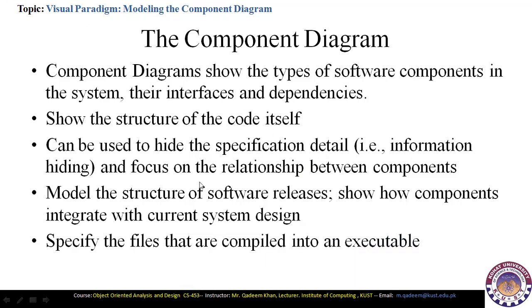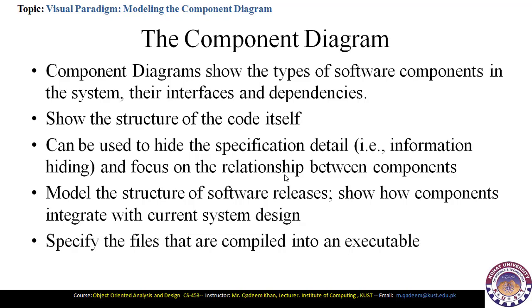That means that all the information hiding is performed in the component diagram, which focuses on relationships between different components. So in the component diagram we only focus on the different components and also the relationships between different components. We do not provide any sort of internal details about the project.